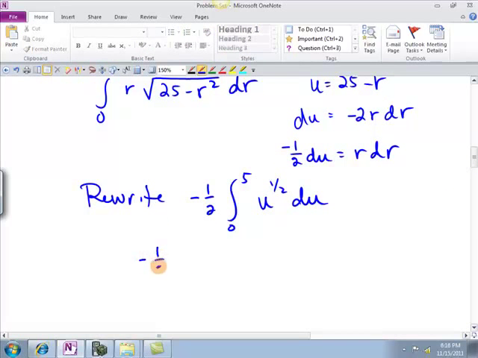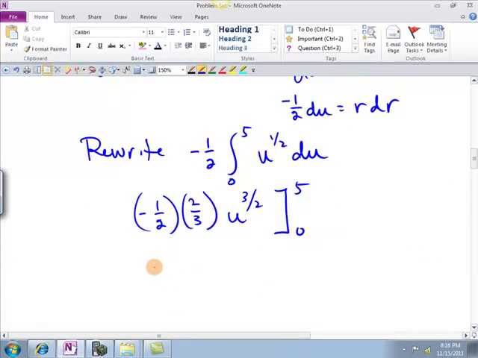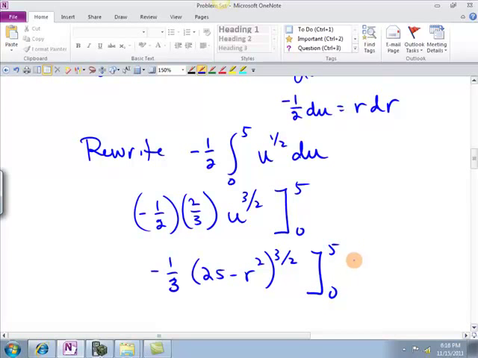All right, so we got negative 1/2 times what outside? 2/3. Evaluated 0 to 5. So we got negative 1/6 times, what was that, 25 minus r squared to the 3/2. 0 and 5. Okay. So let's see what you get. You get a fraction for that one.